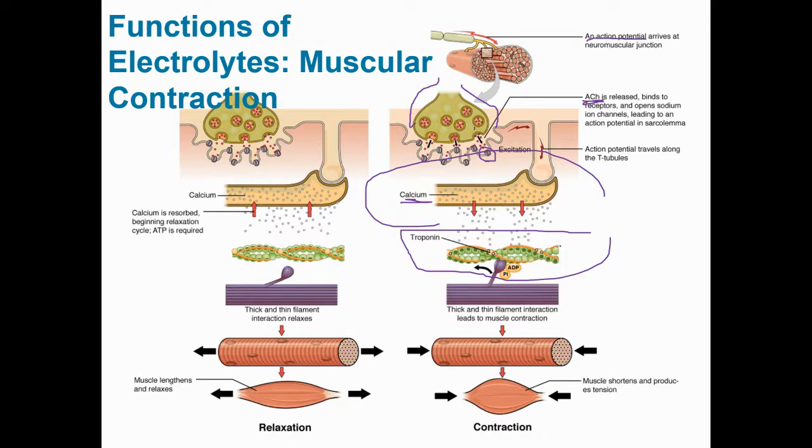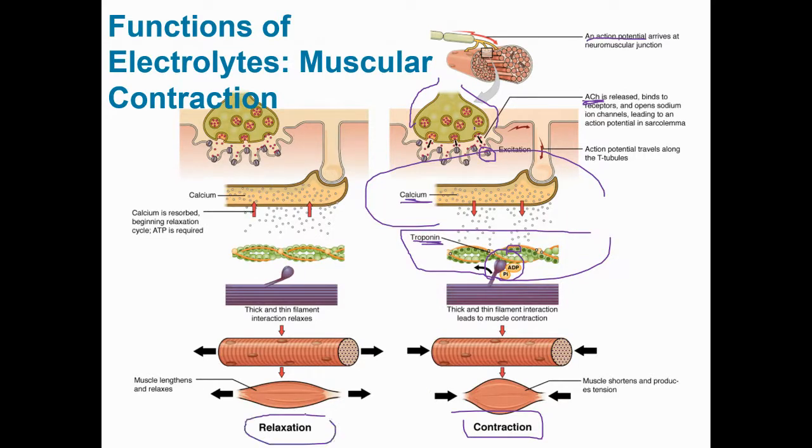Calcium is going to bind. You might remember that muscle tissue has these two fibers, right? Actin and myosin. So basically what calcium does is it binds to this thing called troponin, which makes the binding sites available so that actin and myosin can bind to each other and cause this muscle contraction. So this is in contraction. Calcium makes the binding sites available, and actin and myosin can bind to each other and contract.